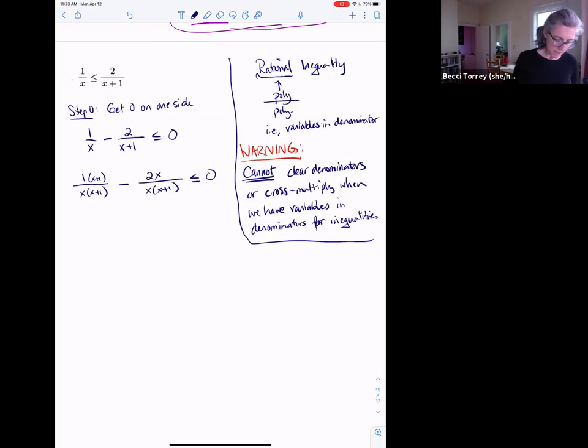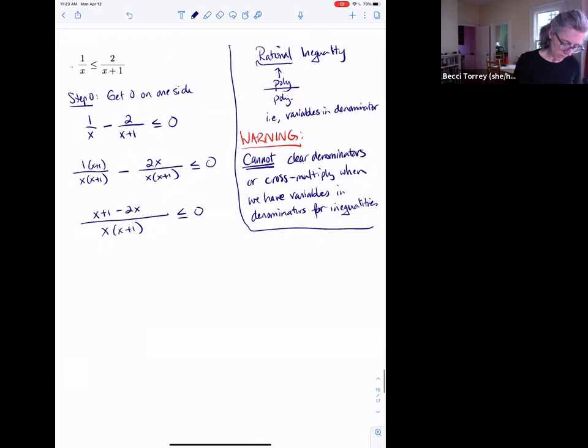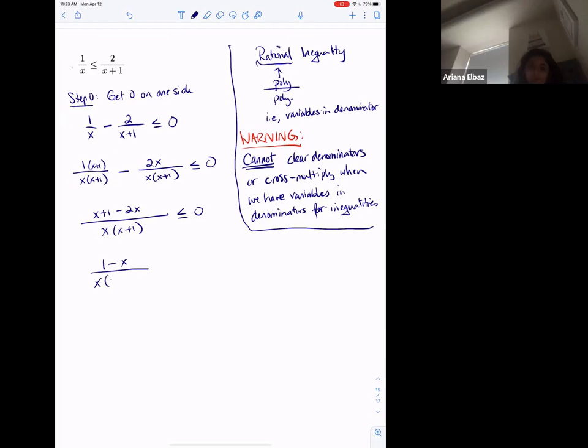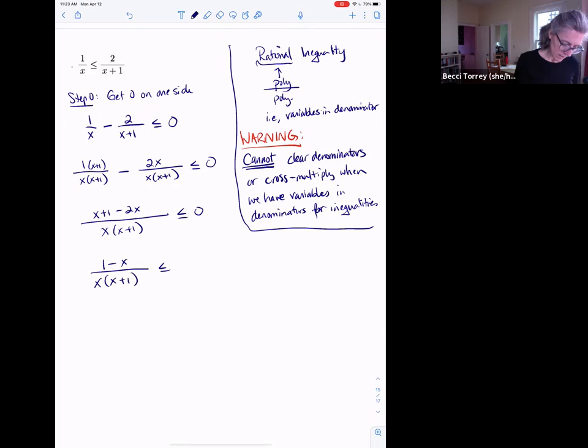Now that we have a common denominator, we can subtract the numerators. So we have x plus 1 minus 2x. If we had more than one term here, we would have to be careful about distributing that minus sign. We have x times x plus 1 in the denominator, less than or equal to 0. In the top we can combine: minus 2x plus x is just minus x. So we have 1 minus x in the top divided by x times x plus 1, less than or equal to 0.